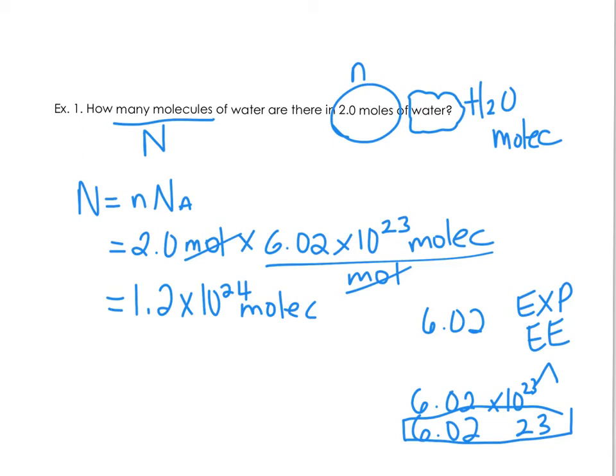So in 36 grams of water, there's 1.2 times 10 to the 24 molecules. That's a lot of molecules.